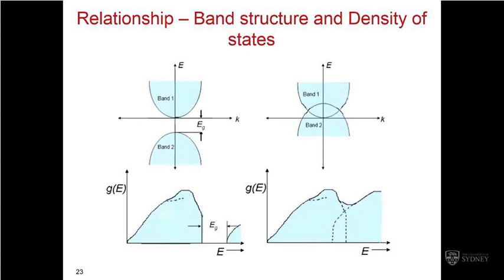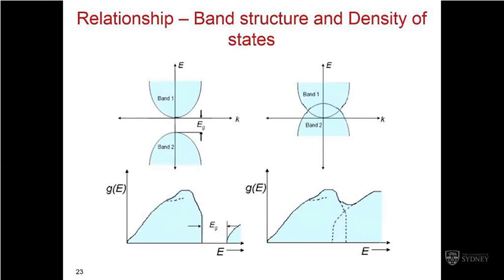Okay, so we've got here our schematic band structures, our dispersion curves, our energy versus K plots. This is the band structure. In this case, there's a band gap. It's a semiconductor or an insulator. Over here, no band gap. It's a metal. What you can do is plot the corresponding density of states.